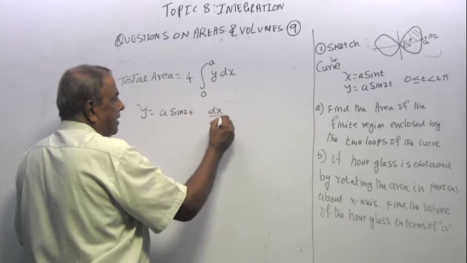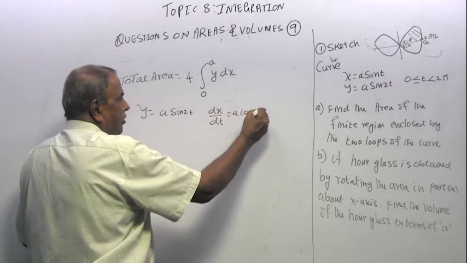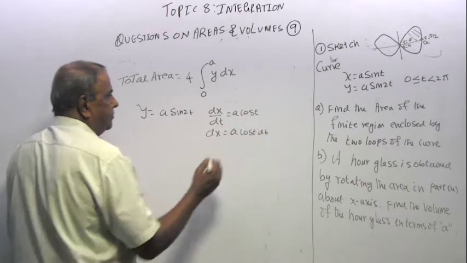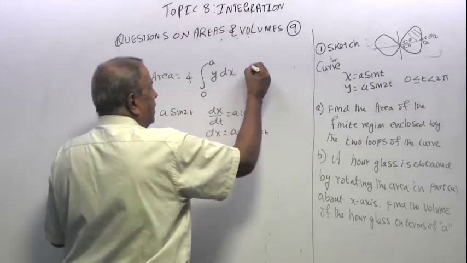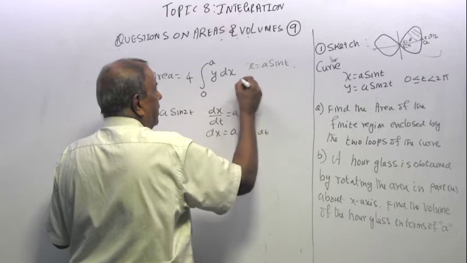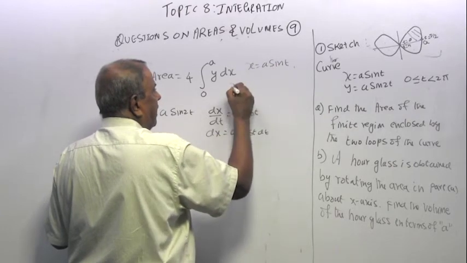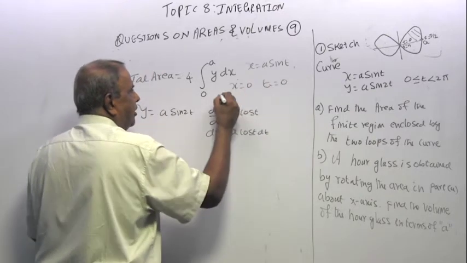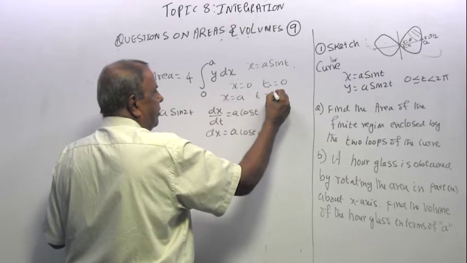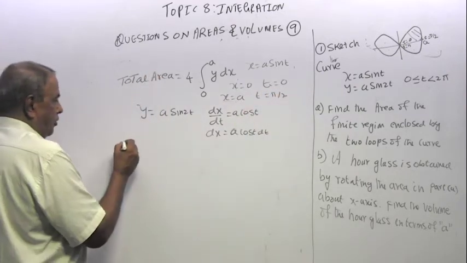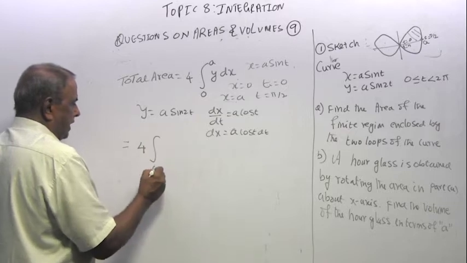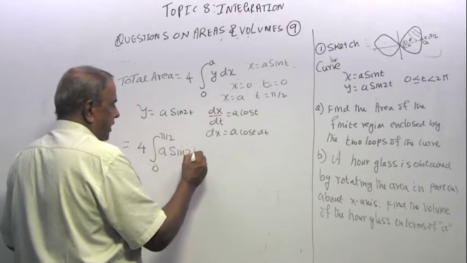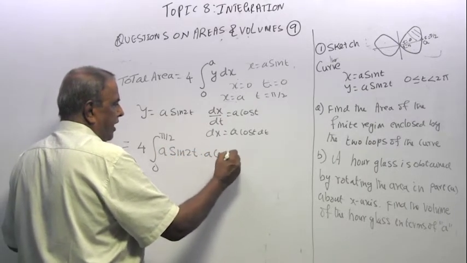dx by dt is a cos t. So dx equals a cos t dt. Okay, x is equal to a sine t. When t equals 0, x equals 0. When t equals pi over 2, x equals a. So put all that in, and it becomes 4 integral 0 to pi over 2 a sine 2t times a cos t dt.